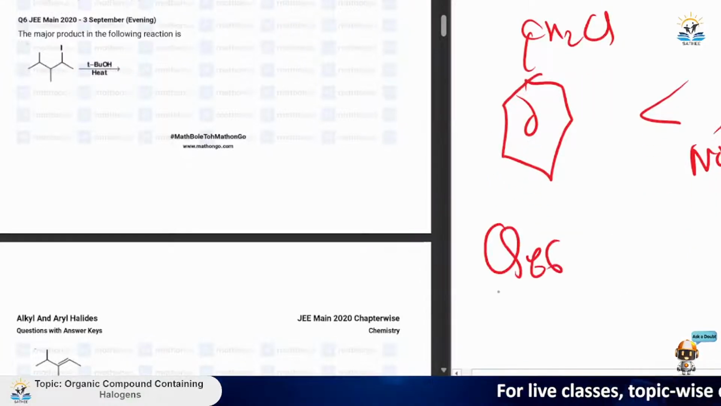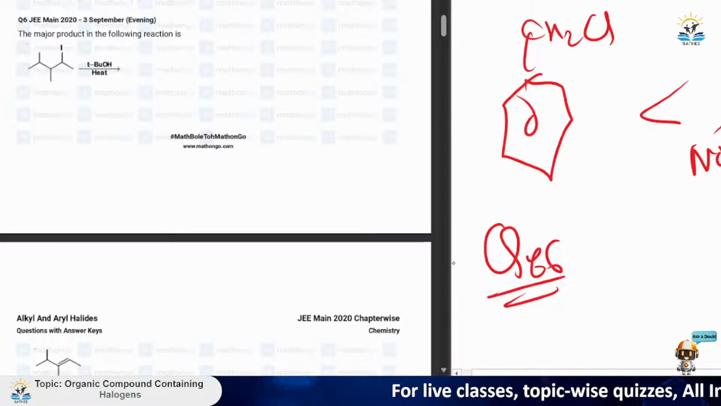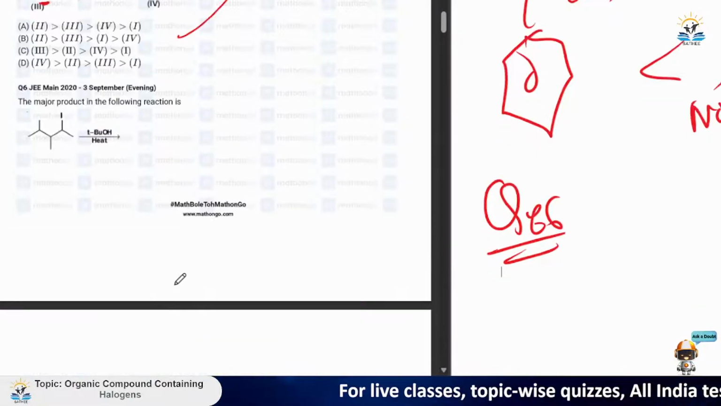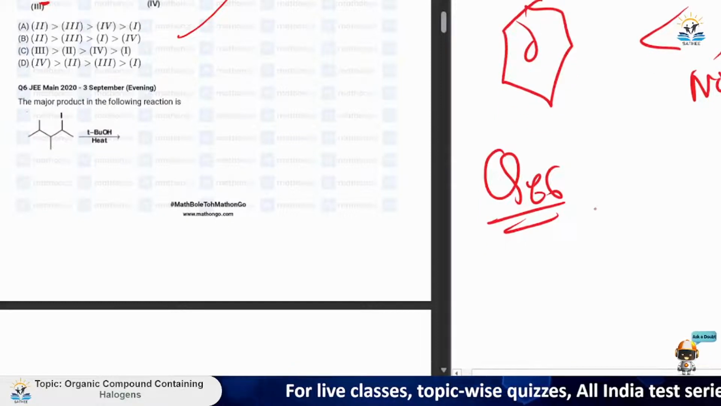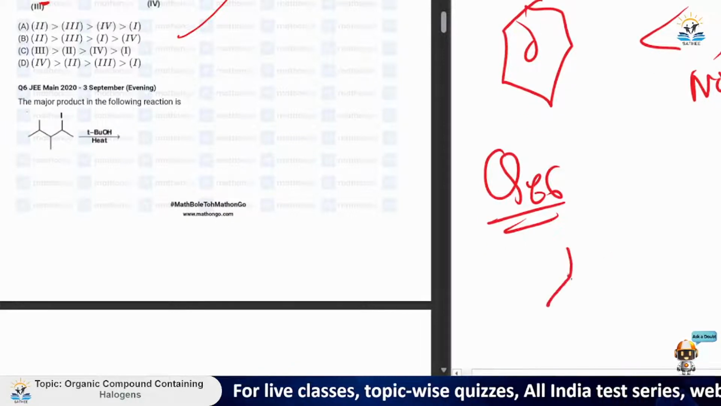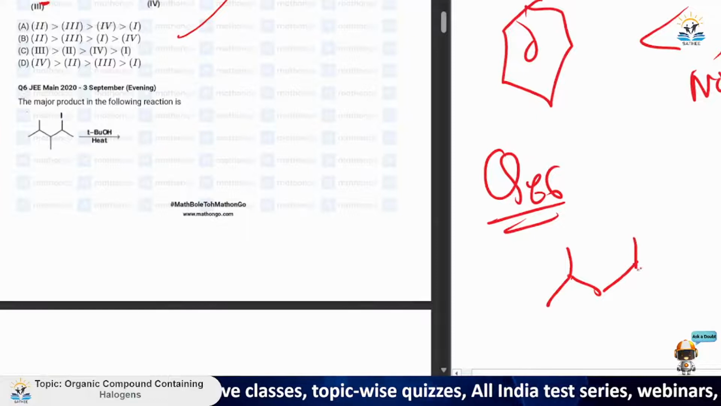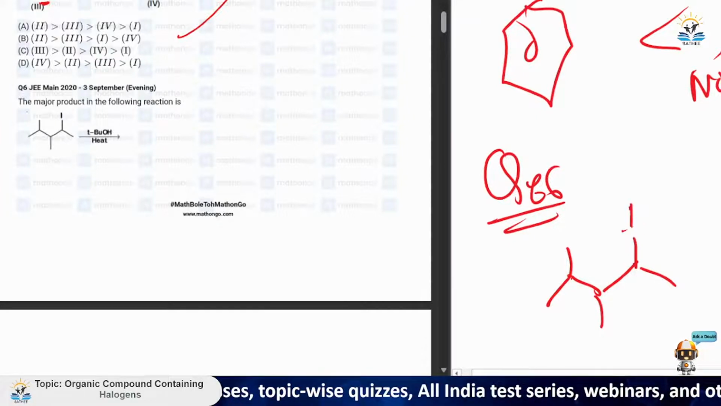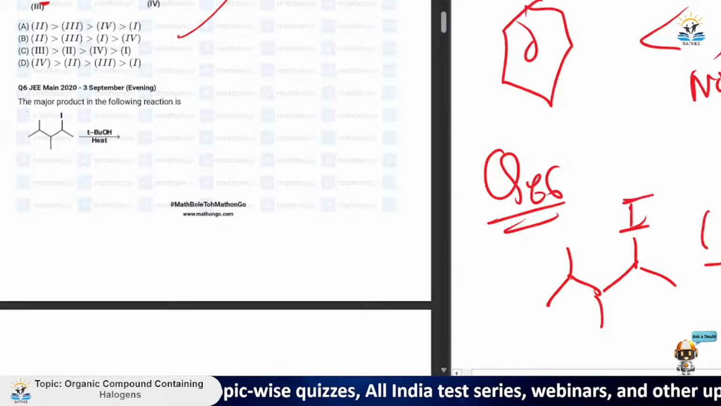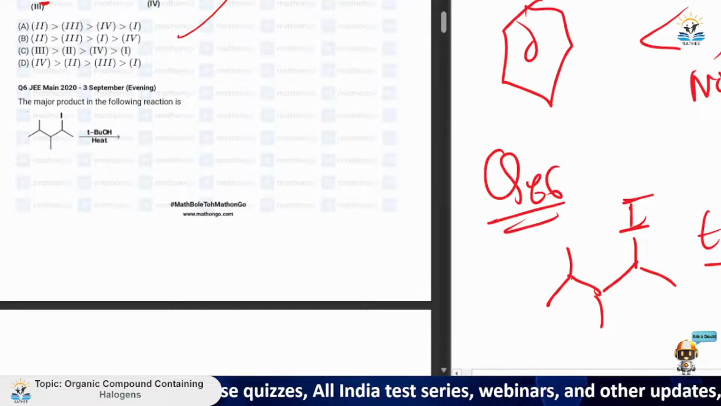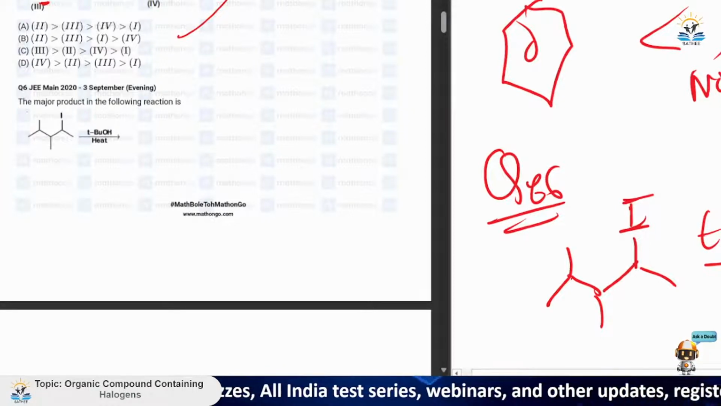Question number 6. The question asks for the major product in the following reaction. Let's not look at the options and just try to solve it on our own. We are given this substance and a halogen compound, and we have potassium tert-butoxide. So it is a nucleophilic addition.